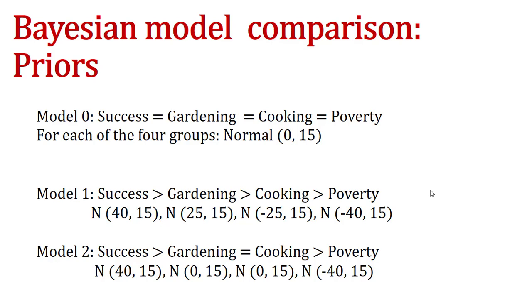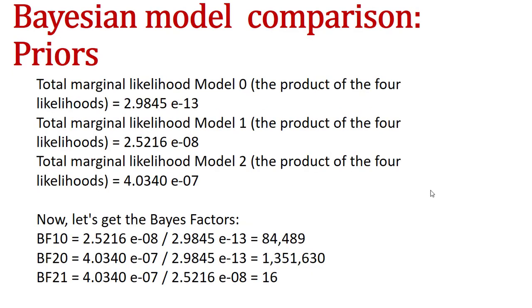Okay, so basically I used the naive Monte Carlo approach, and I calculated the marginal likelihoods for the models, and you can see the marginal likelihood for model 0 is 2.9845 e minus 13. The marginal likelihood for model 1 is a much higher value, 2.5216 e minus 08.